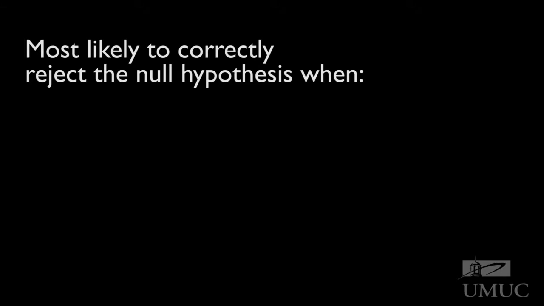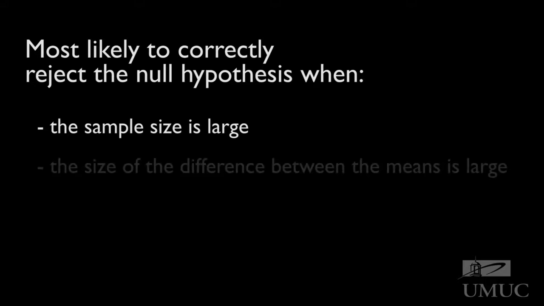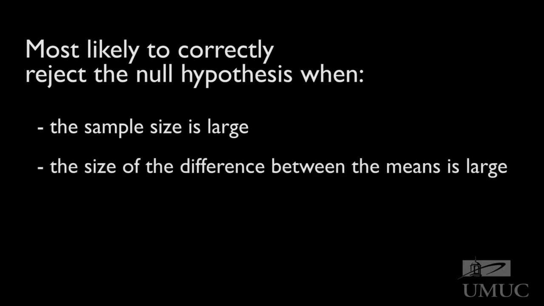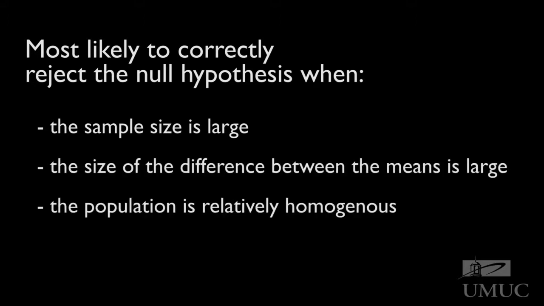Additionally, the t-test is most likely to correctly reject the null hypothesis when the sample size is large, when the difference between the means is large, and when the population is relatively homogeneous or contains just a small amount of variation.